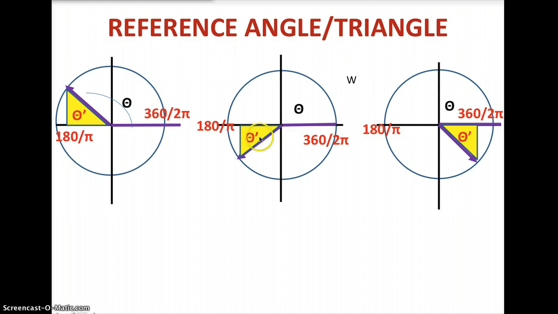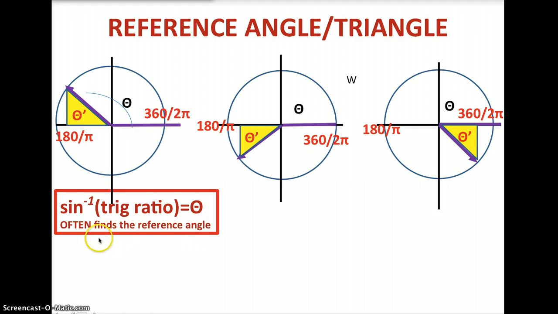Now that's highlighted in yellow here because this is the reference angle with reference to the nearest x-axis, not the y-axis, the x-axis. And of course that's 180 degrees. If you're in radians, you use the pi. And then here's an example of the reference angle or the reference triangle. Even though this is a very large angle around to here, the actual reference triangle is right here with respect to the 360 degree axis.